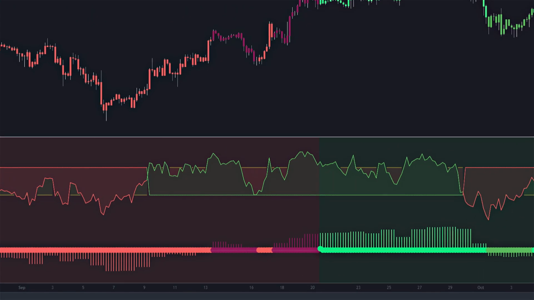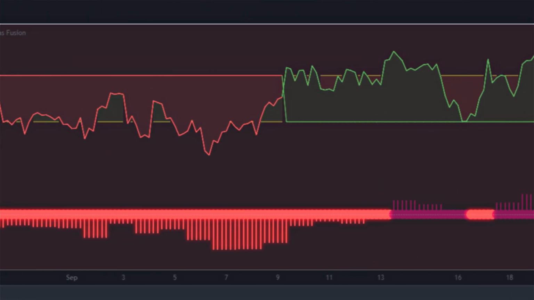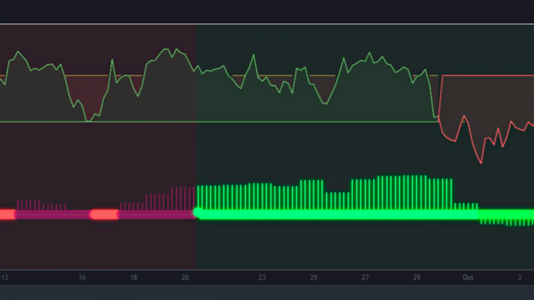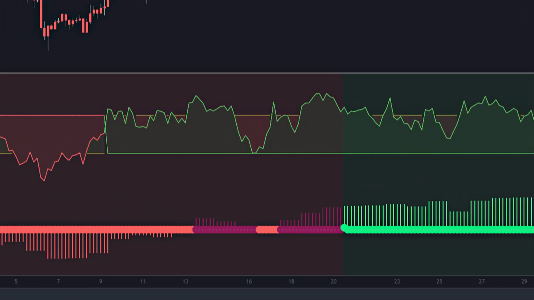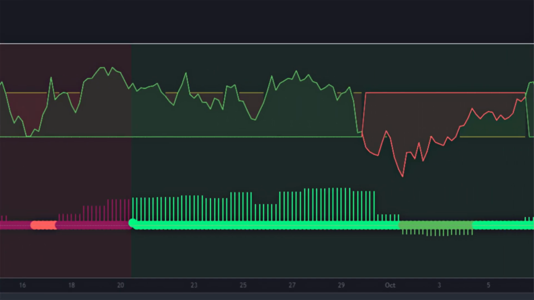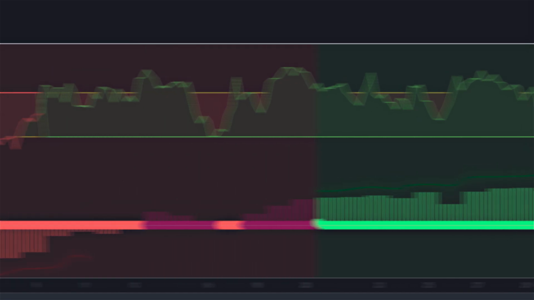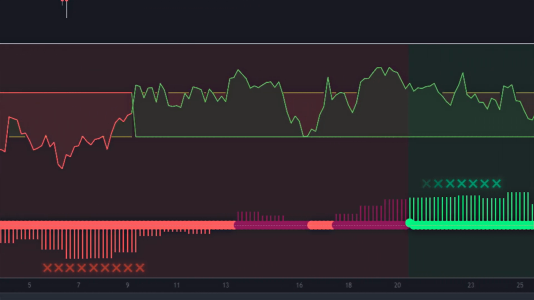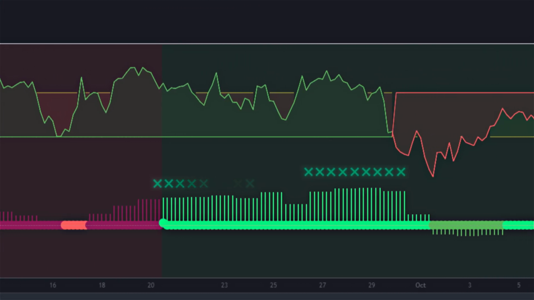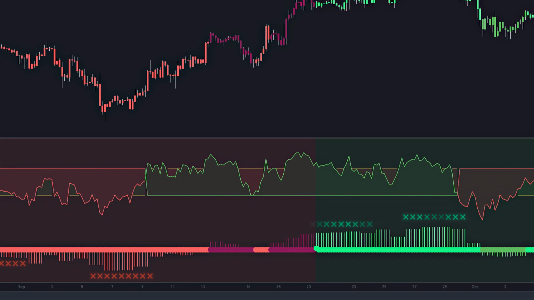At the bottom, we have a histogram that is painted in 4 different colors. This histogram measures the momentum of the price based on an adjusted RSI. This part of the indicator is intended to indicate the strength behind the price movements by showing the intensity of the trends through colored bars. The longer the bar, the stronger the movement, and the shorter the bar, the weaker the movement. If the bars are upwards, it means that the movement was bullish. If they are downwards, it means that the movement was bearish.